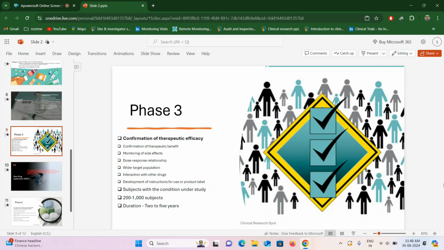So the phase 3 trial is used to get information such as confirmation of therapeutic benefit, monitoring the side effects of the product, the dose response relationship, study in a wider range of the target population, interactions with other drugs, and for the development of the instructions for the use of the product and for the product label. So for these reasons phase 3 trials are conducted.